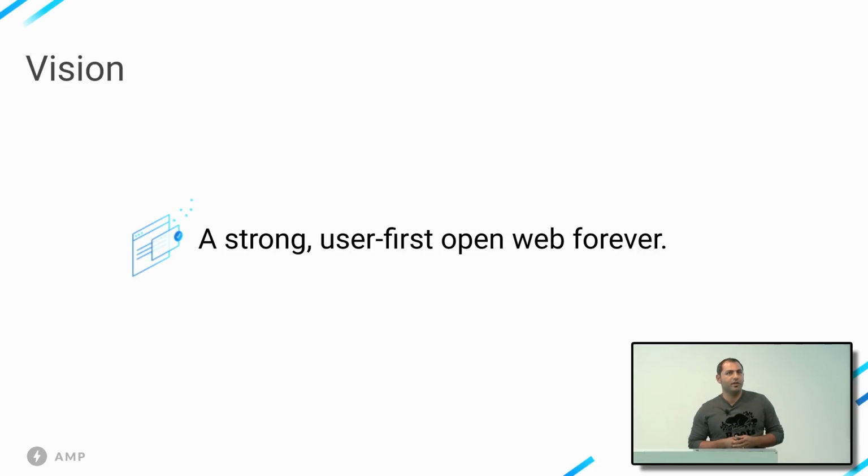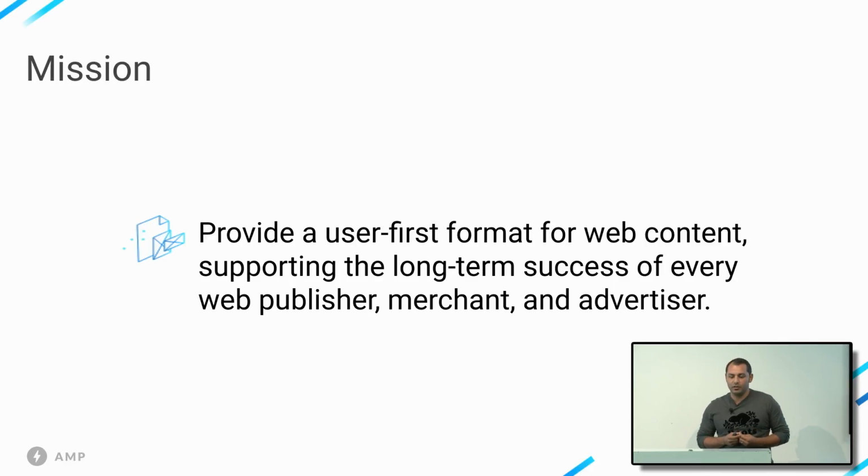So what is AMP's vision? AMP's vision is a strong, user-first, open web forever. And this is a vision that we share with many other projects and people on the web. We are not the only one, nor do we think we are the only way to get to this vision. But we do have a mission to provide one path toward this vision by creating a user-first format that helps the users and everyone else involved in the web, along with all the infrastructure and tooling that's needed for this format. And this format is AMP HTML.